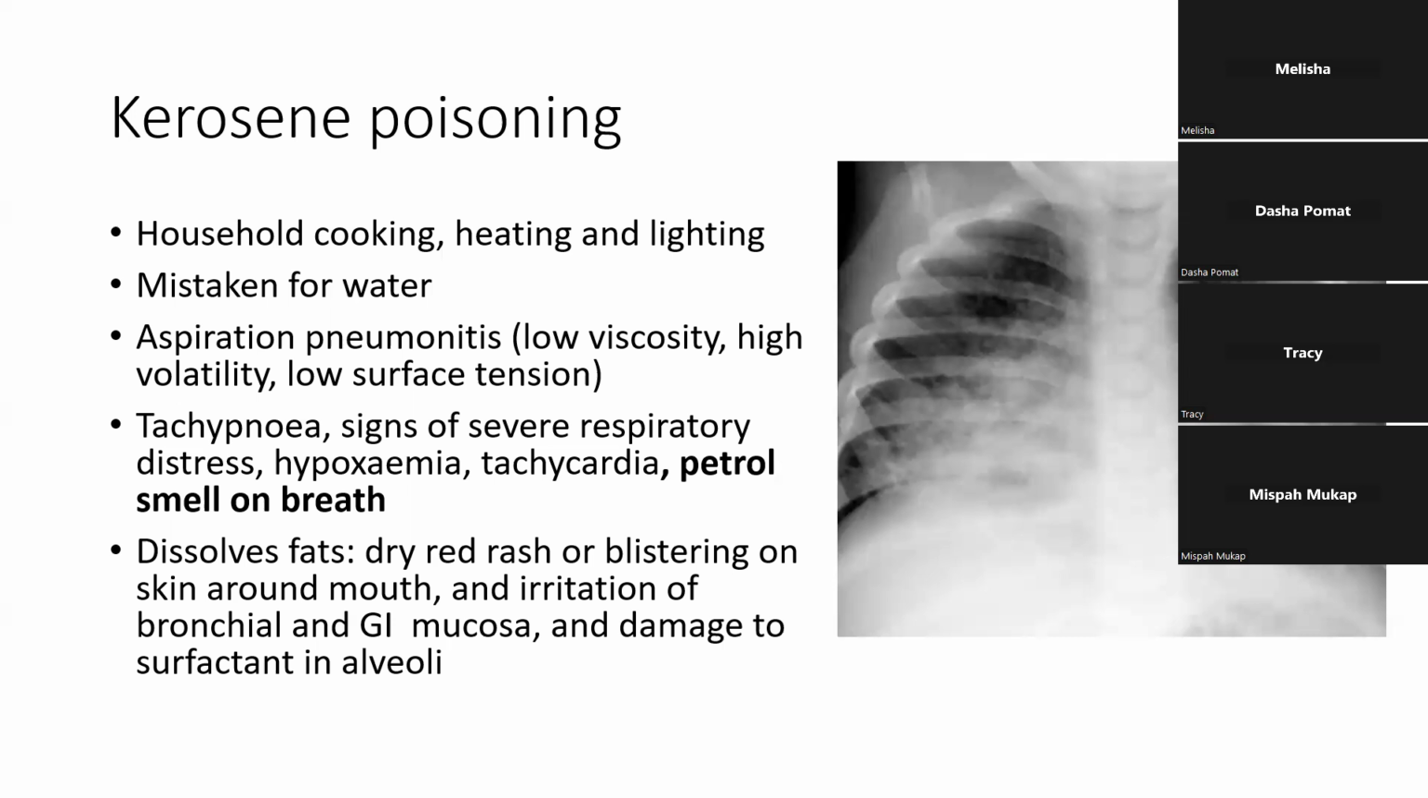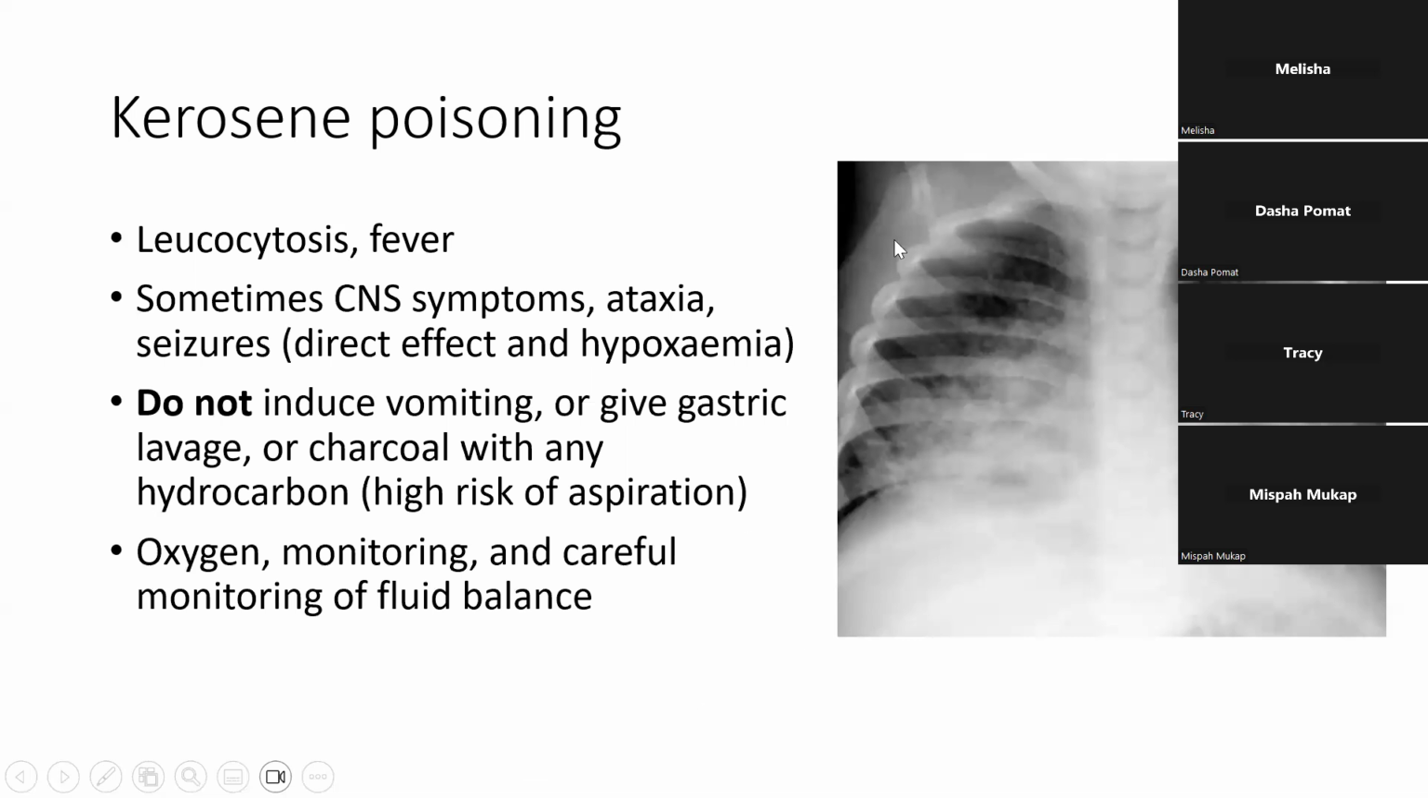What kerosene and other hydrocarbons do is dissolve fats, and you've got fats in the lung, in the alveoli: surfactant. It can destroy the surfactant and lead to ARDS, a bit like respiratory distress syndrome in newborn babies but much worse, with severe burning or damage to the alveoli and the bronchial mucosa. The children present with all those features, plus leukocytosis and fever.